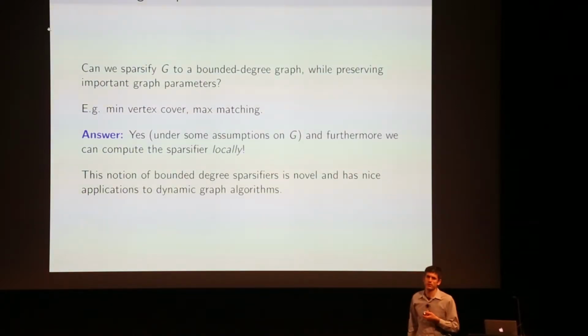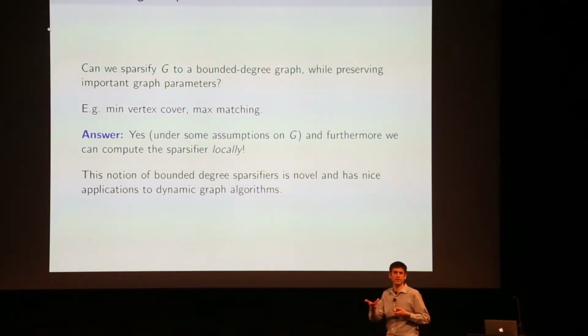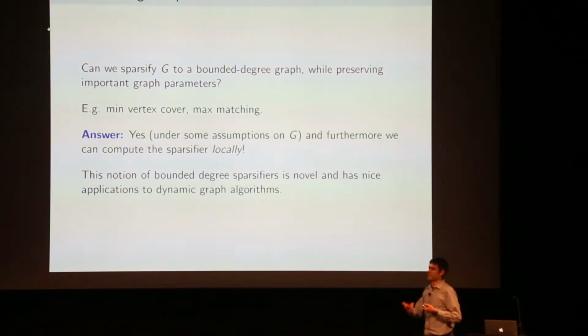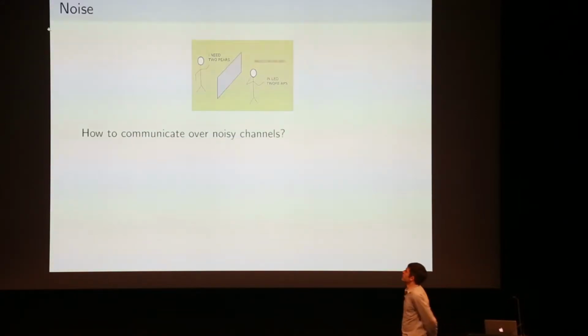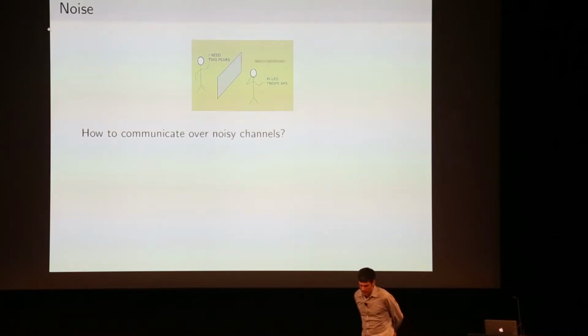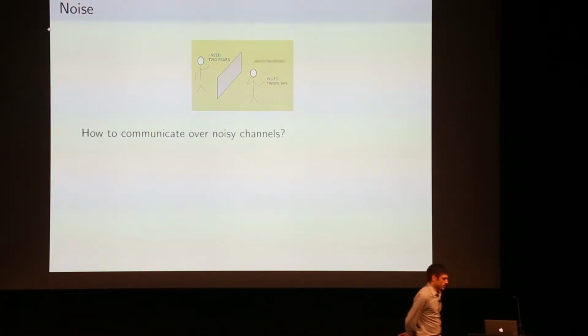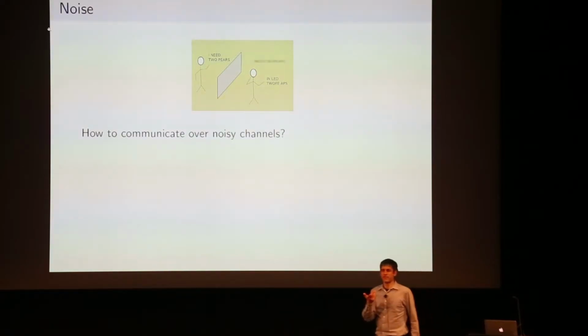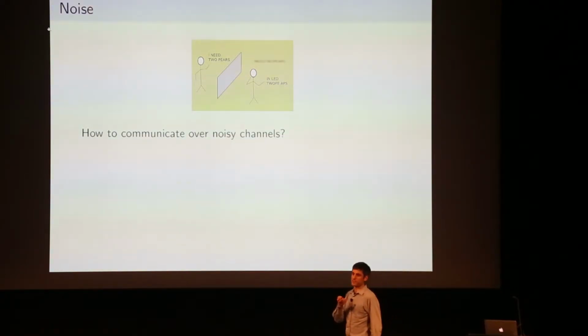And furthermore, the paper shows that this notion of sparsification has nice applications to dynamic graph algorithms, which is an area that you might not have thought would have anything to do with local algorithms for graph sparsification. The other 2 papers in the session both have to do with different types of information processing in networks.